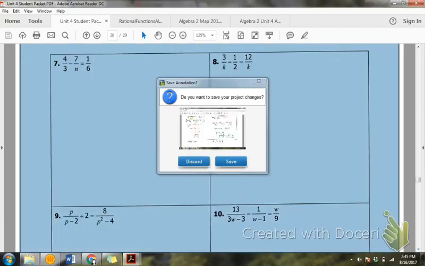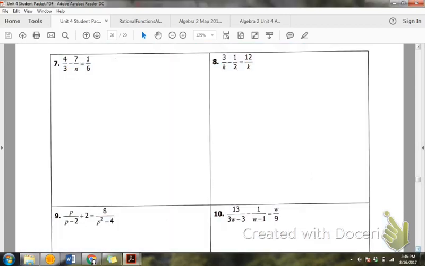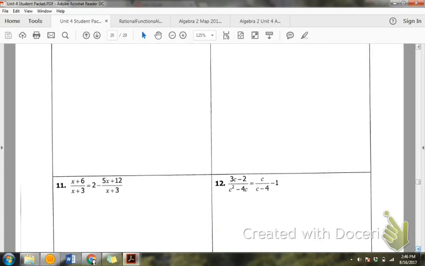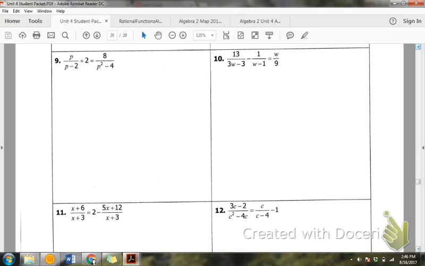All right, here we go, number 9. Okay, this is very similar to what we were doing yesterday. So p squared minus 4, what does that factor to? P plus 2, P minus 2.